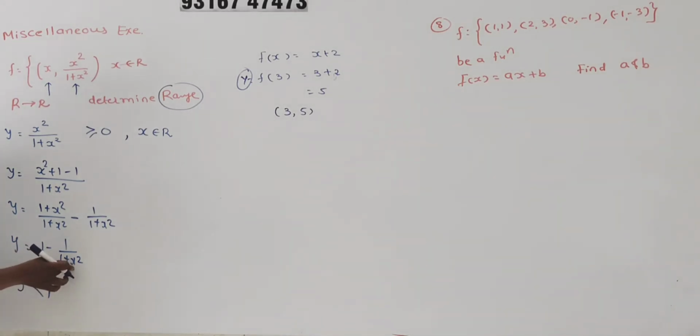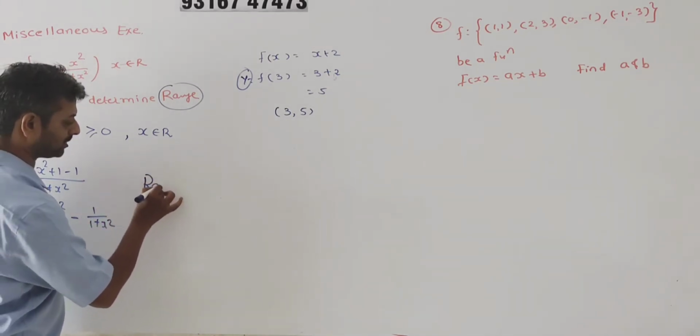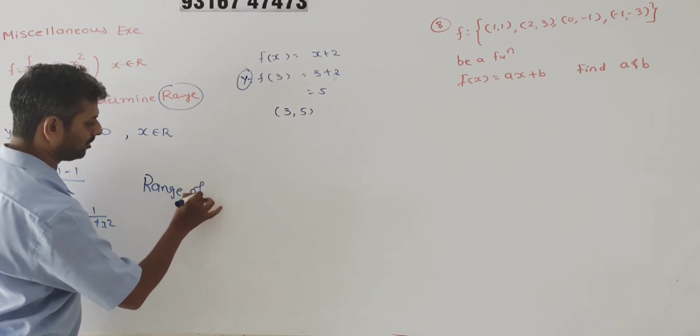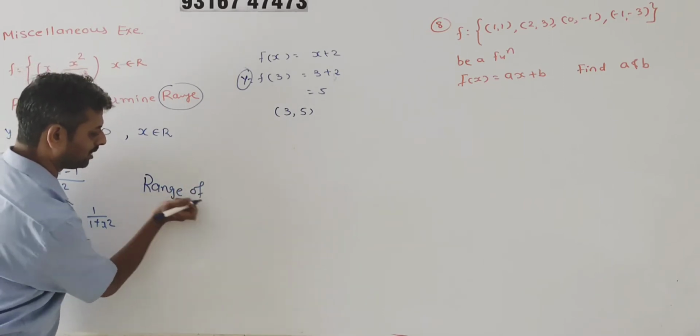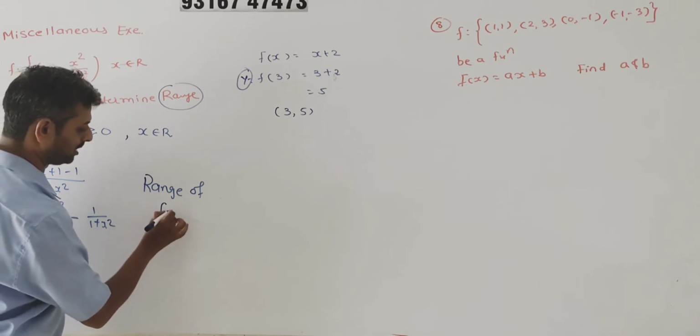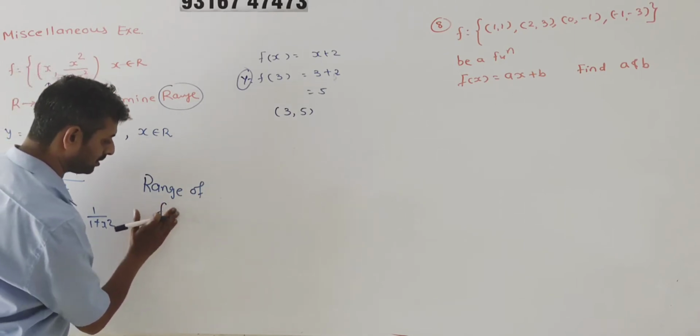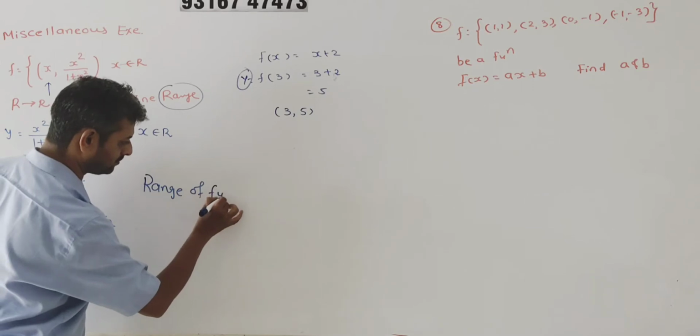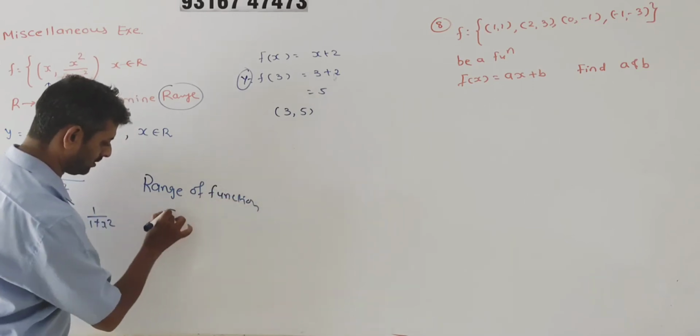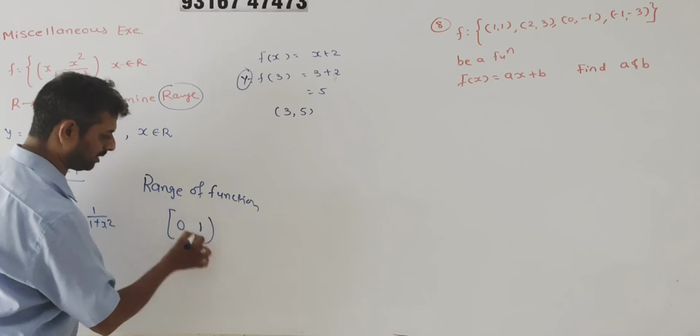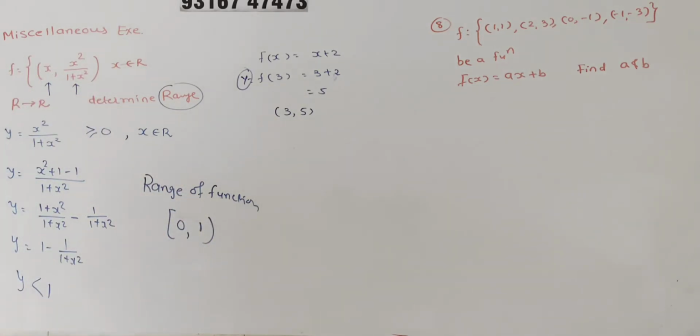Suppose x is equal to 0. So 1 minus 1 is 0. X is equal to minus 1, so 1 by 2, so the y value is 1/2. So it is always less than 1, and it is greater than or equal to 0. So the range of our function, range of f, is 0 to 1, that is like this, an interval.